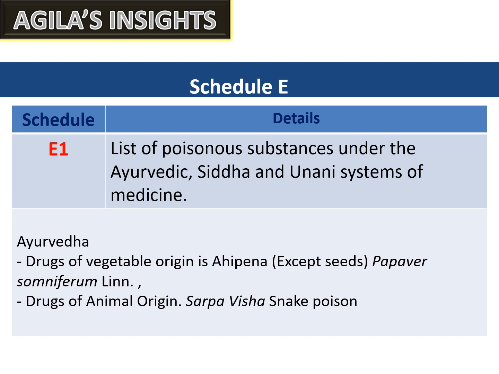Schedule E lists the poisonous substances under the Ayurvedic, including Siddha and Unani systems of medicines. Examples: for Ayurveda, the drugs of vegetable origin is Ahipena, except seeds, that is Papaver somniferum, and drugs of animal origin, for example Sarpavisha, snake poison.